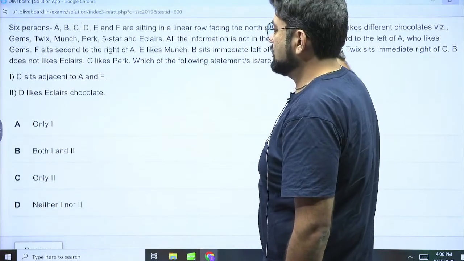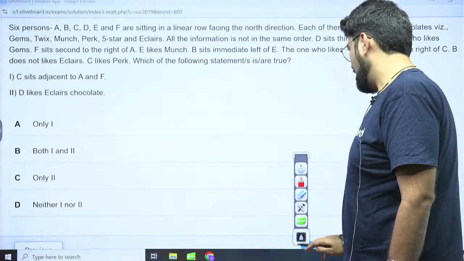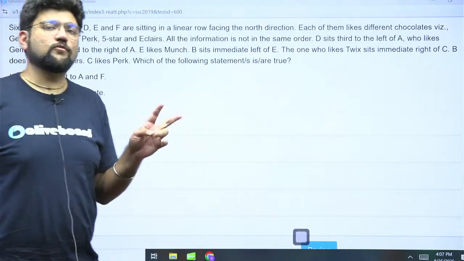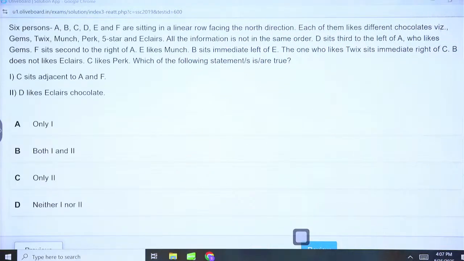It's a double arrangement based question. Double arrangement means you can call it partial puzzle based and sitting arrangement based. It is not single information. There are two pieces of information. One is how the people are sitting, and the other is what they have, what liking they have.